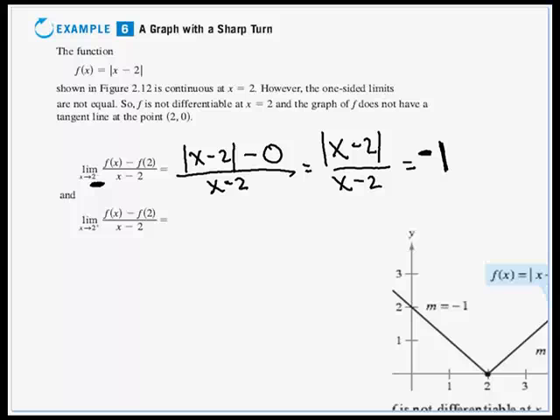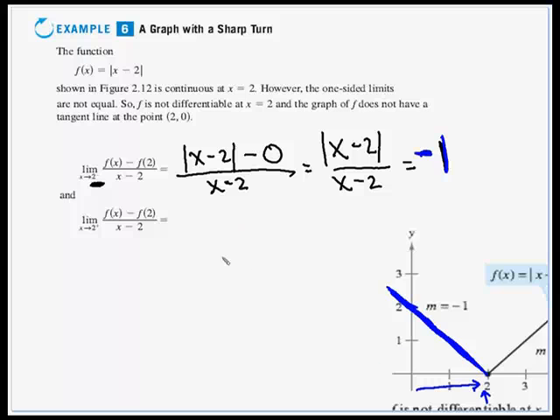Remember, that's as we're approaching 2 from the left side. If we think about it graphically, here's our value of 2. We're approaching it from the left side, coming up underneath it, and as we're approaching, we're sliding down this part of the line. This is definitely a negative slope. Negative 1 is the slope to the left side of 2.